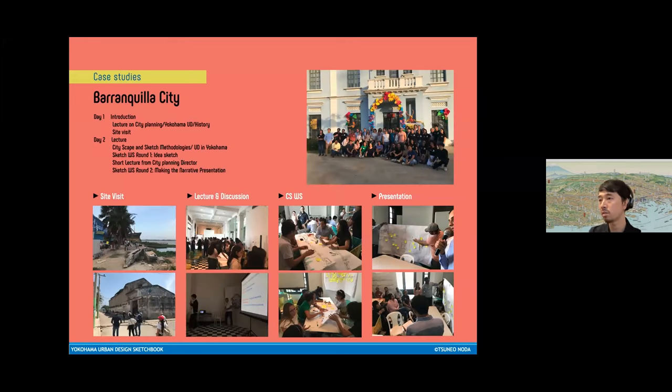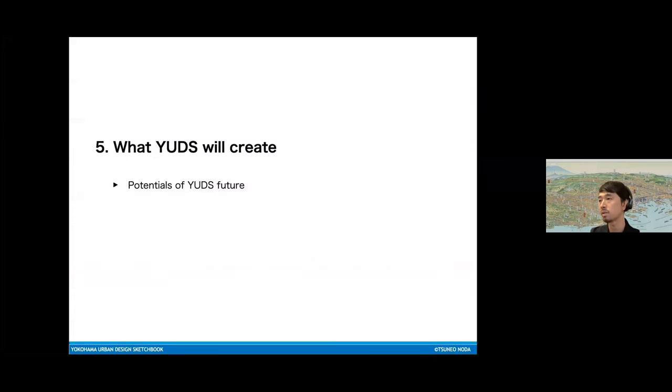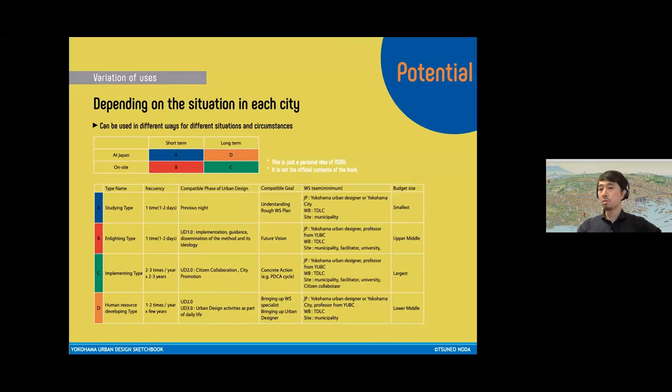And the same thing took place in Barranquilla. We had a site visit, a lecture discussion, workshop, and a presentation. And at the end, in front of Ricardo, we had presentations, and Ricardo made comments. And this is just an example of one of the outcomes of the Barranquilla workshop.